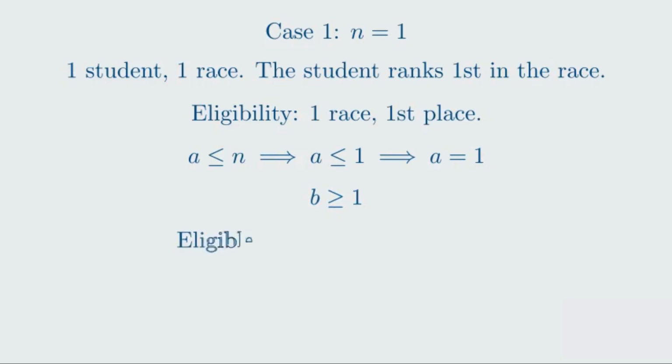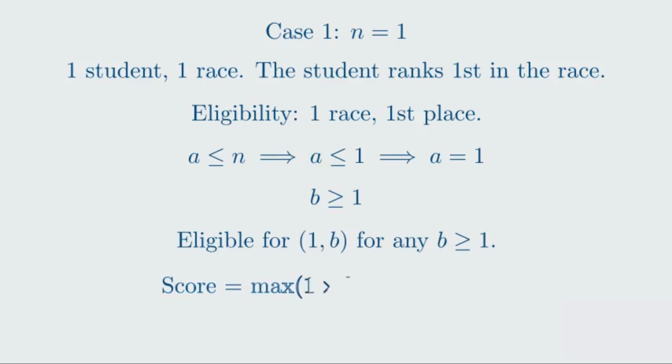The student's score is the maximum of A times B for all eligible ratings. In this case, it's the maximum of 1 times B. To maximize this, we need the largest B possible. But can B be arbitrarily large? The problem statement says for positive integers A and B, it doesn't limit B to n, so the score would be infinite. This doesn't seem right. The problem implies a finite answer.